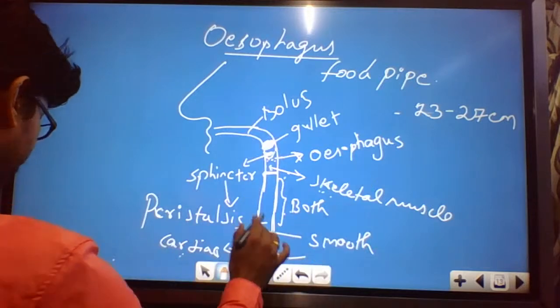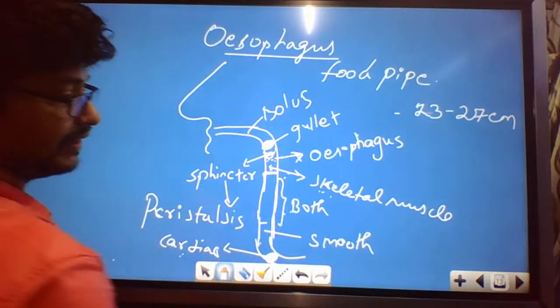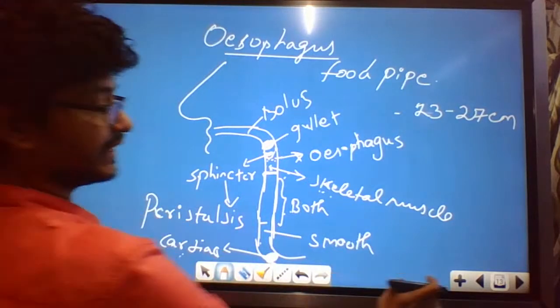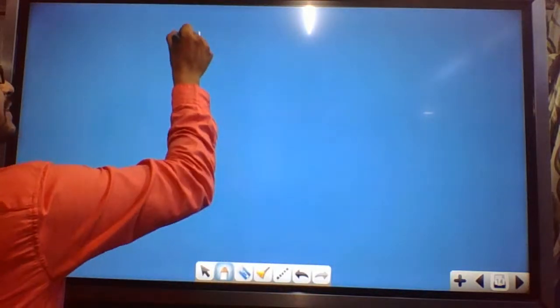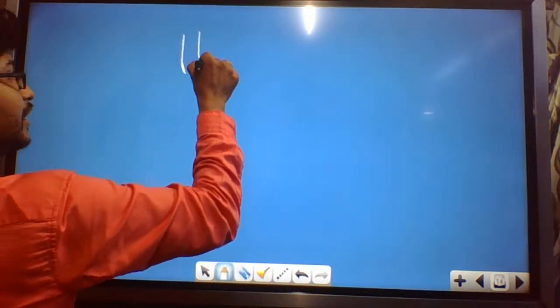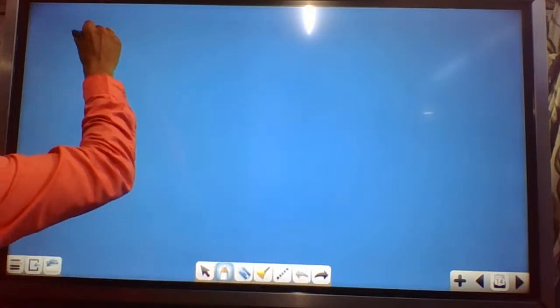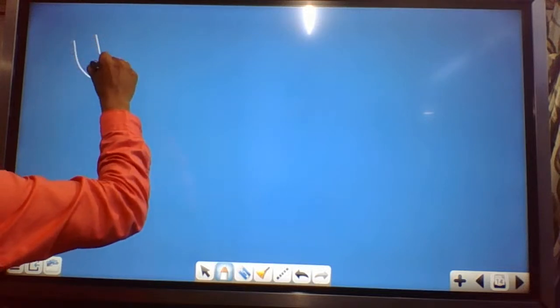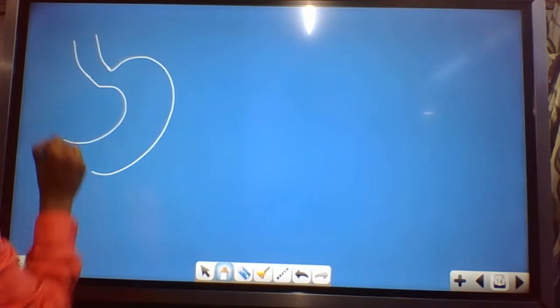So this is about the esophagus. Here you should remember the length of the esophagus is 23 to 27 centimeters. Next, we'll move on to the continuation of the esophagus, which is the stomach. So this is a terminal part of the esophagus, and now it's going to the next part. For example, we take right here, this is the esophagus. The esophagus will lead to the next part, your stomach region.